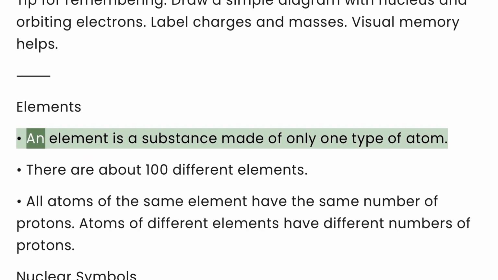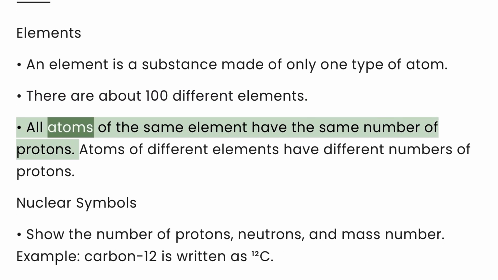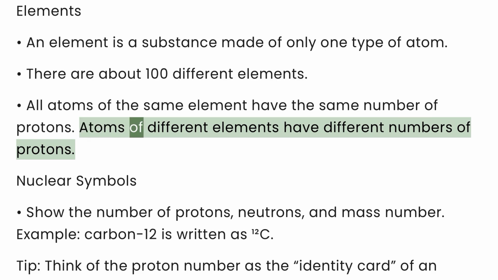Elements. An element is a substance made of only one type of atom. There are about 100 different elements. All atoms of the same element have the same number of protons. Atoms of different elements have different numbers of protons.